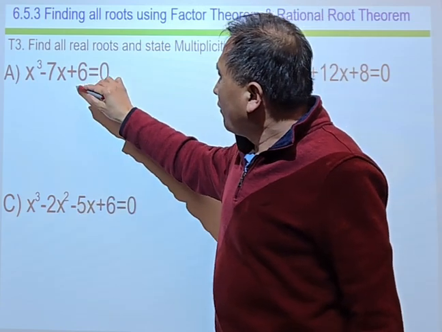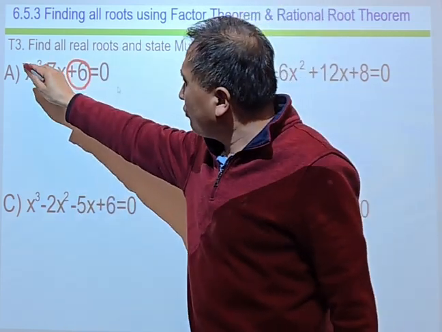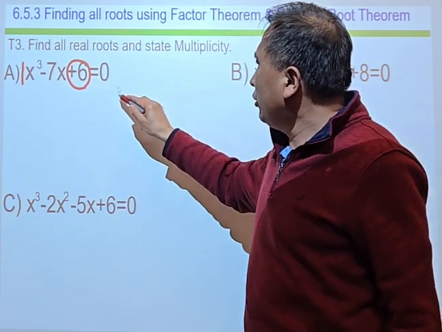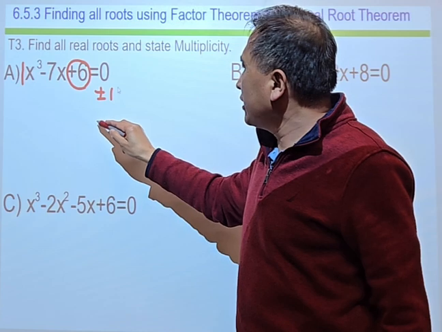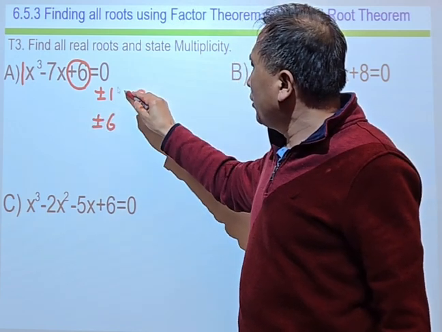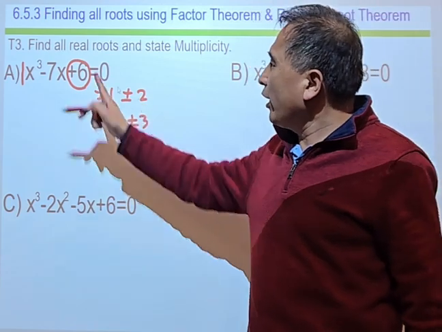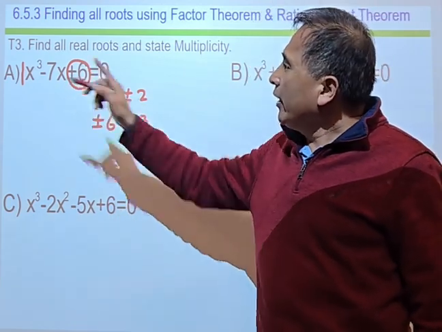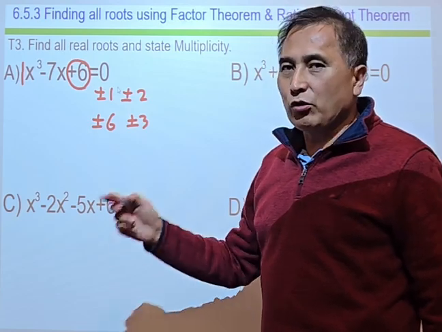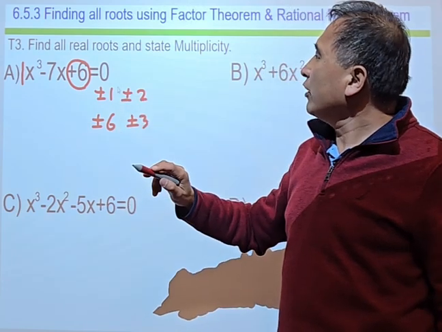First, the possible candidates for the factor: the leading coefficient is 1, and the factors of the constant, which is 6 here, are 1 and 6, and 2 and 3. So plus or minus 1, plus or minus 6, plus or minus 2, and plus or minus 3. Among those, we just need to find one factor, and after that, for the quadratic, we can do factoring or use the quadratic formula. So let's find one factor using the factor theorem.